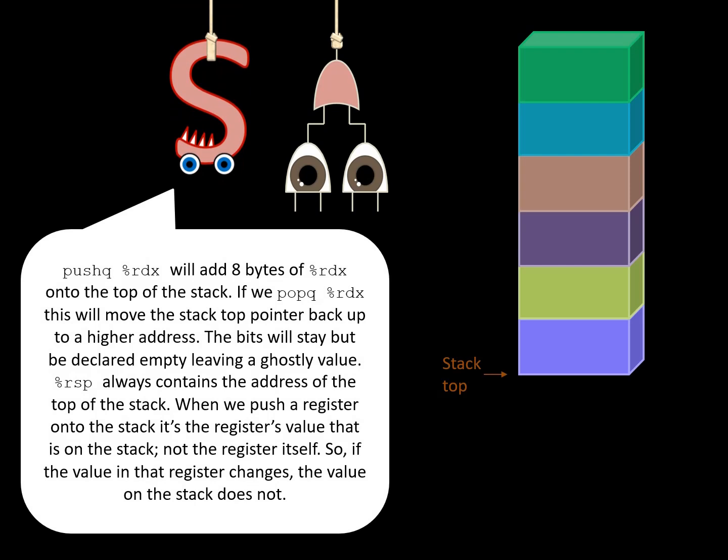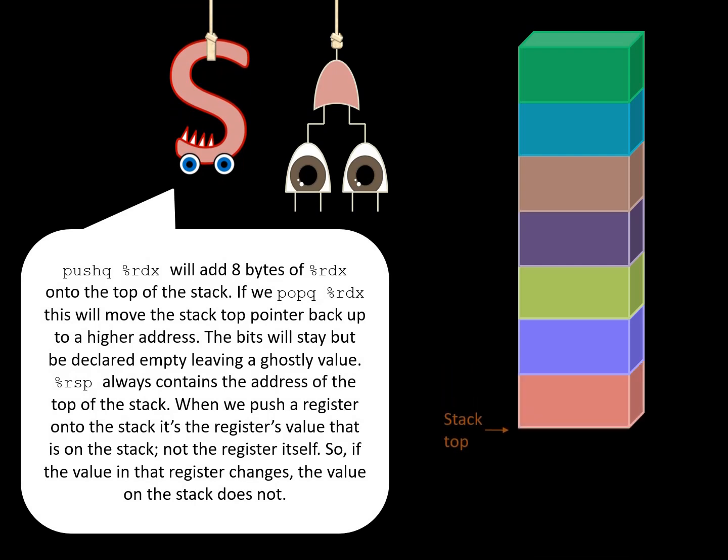Push Q %RDX will add 8 bytes of %RDX to the top of the stack. If we pop Q %RDX, this will move the stack top pointer back up to a higher address. The bits will stay, but be declared empty, leaving a ghostly value.